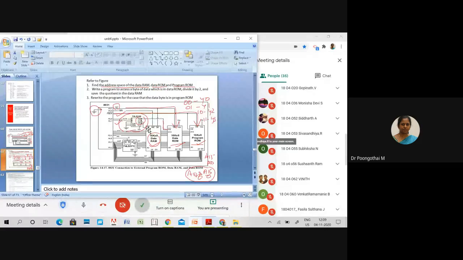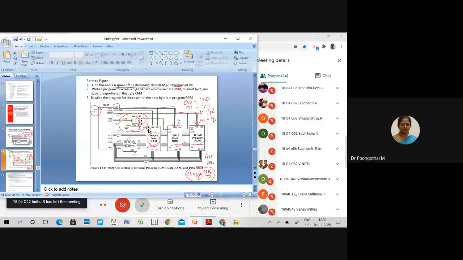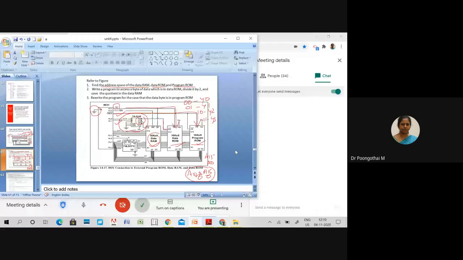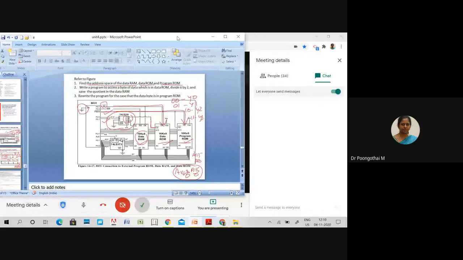So first, we will start with the data RAM. The data RAM output line, that is your chip select enable, is connected to Y2. So what is the combination for Y2? Please tell me. 1 0. So your A15 is 1 and A14 is 0, and the remaining address lines will be 0.